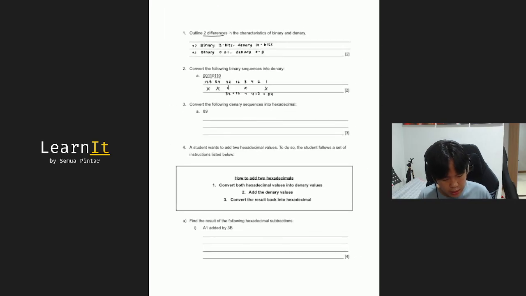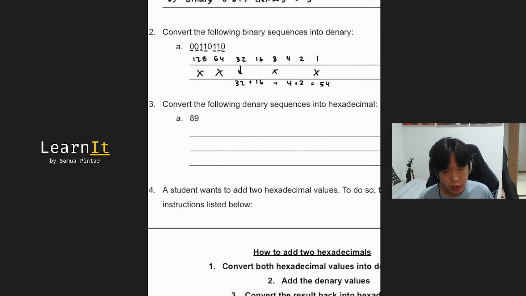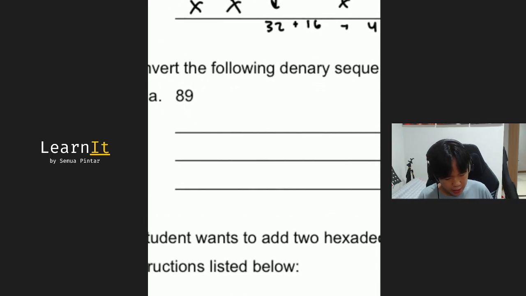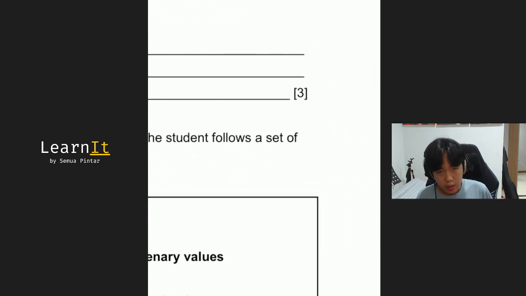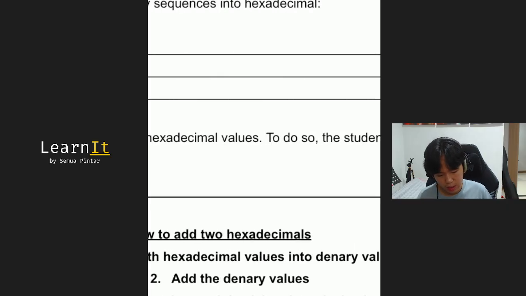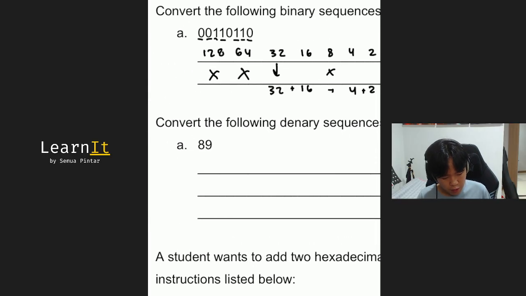Okay, next up, convert the following denary sequences into hexadecimal. So we have the 89 here, and we have to convert it into hexadecimal. This is 3 marks, and the reason why it's 3 marks is probably because we have to convert it to binary first and then hexadecimal. So technically, there's 2 conversions. So let's convert this into binary first by doing the weight factor table.